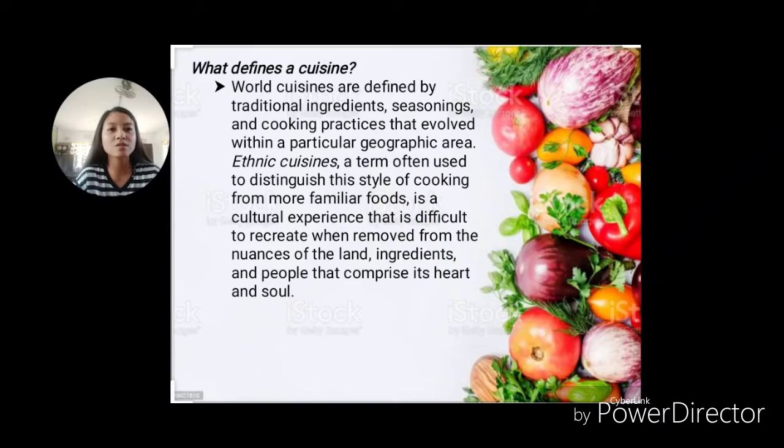What defines a cuisine? Cuisines are defined by traditional ingredients, seasoning, and cooking practices, and evolve within a particular geographic area. Ethnic cuisine, a term often used to distinguish this style of cooking from more familiar foods, is a cultural experience that is difficult to recreate when removed from the nuances of the land, ingredients, and the people that comprise its heart and soul.